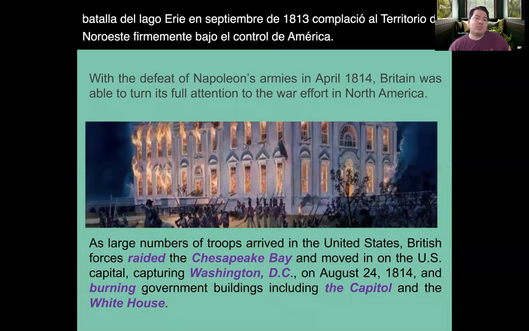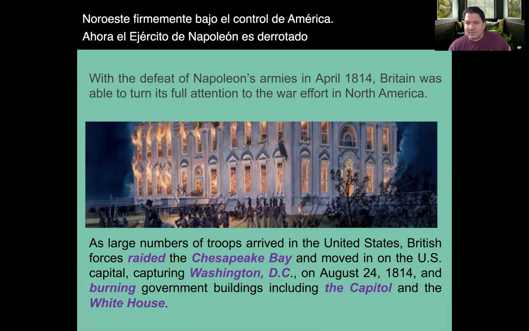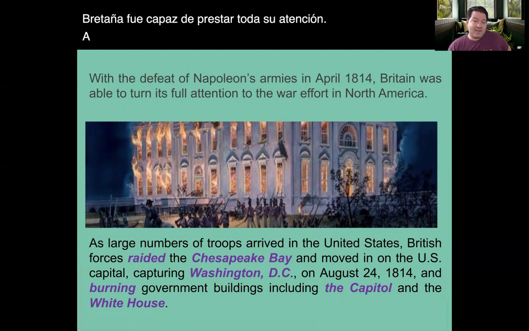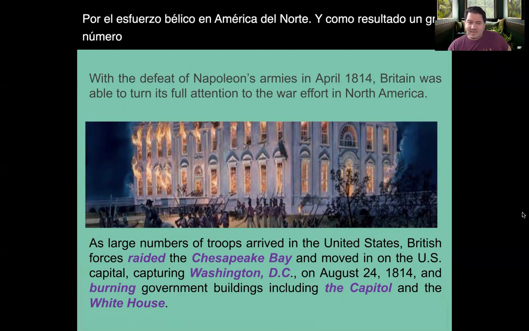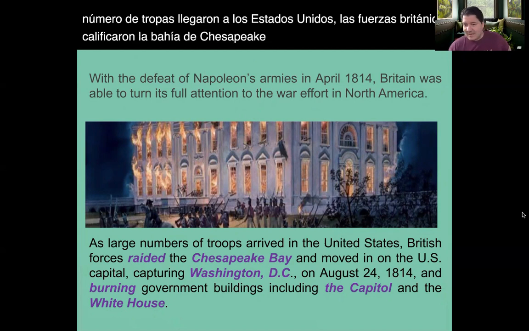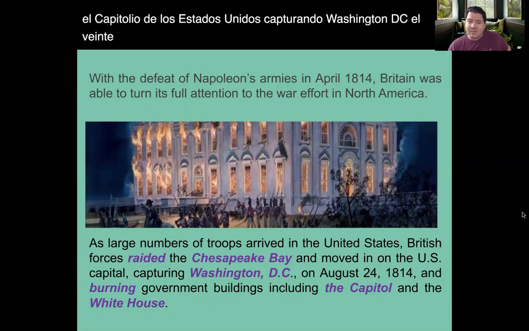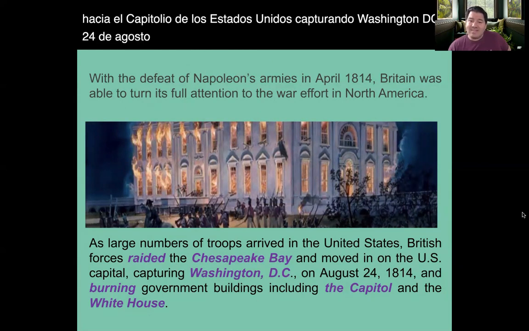Now, Napoleon's army is defeated in April of 1814, and Britain was able to turn its full attention to the war effort in North America. And as a result, a large number of troops arrived in the United States. The British forces raided the Chesapeake Bay and moved up and into the United States capital, capturing Washington, D.C. And on August 24th, 1814, they burned government buildings, including the Capitol and the White House.